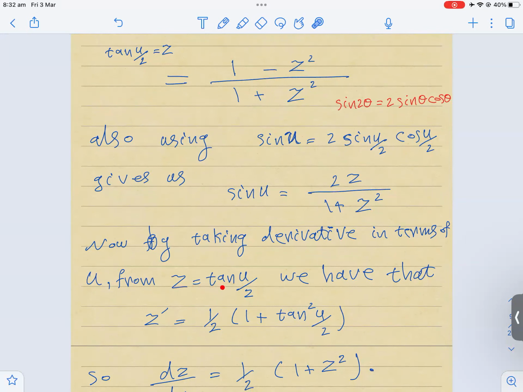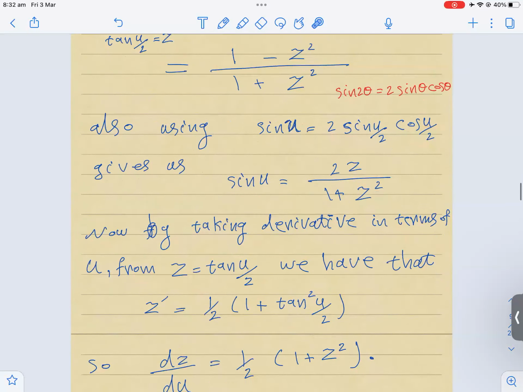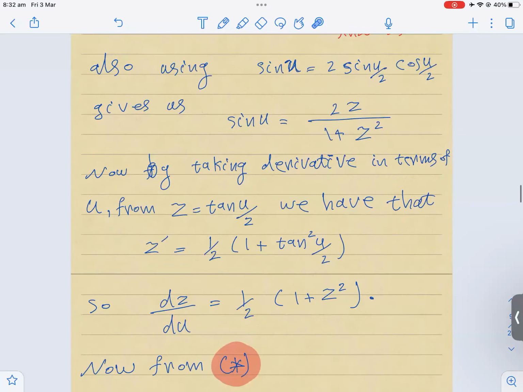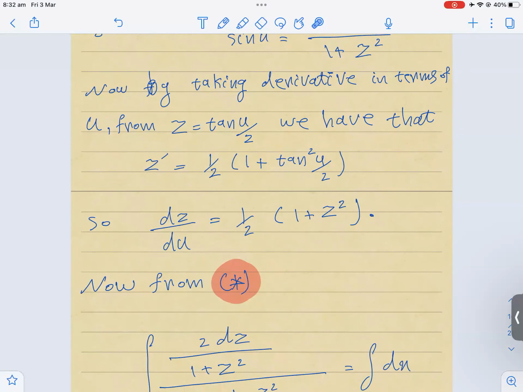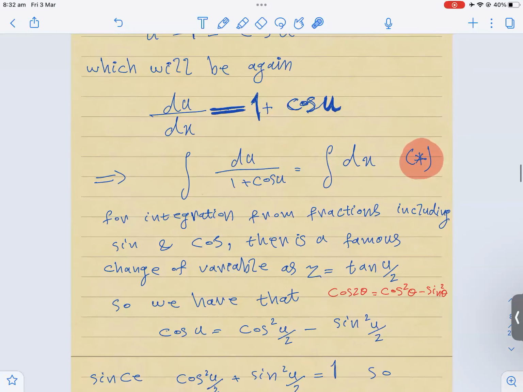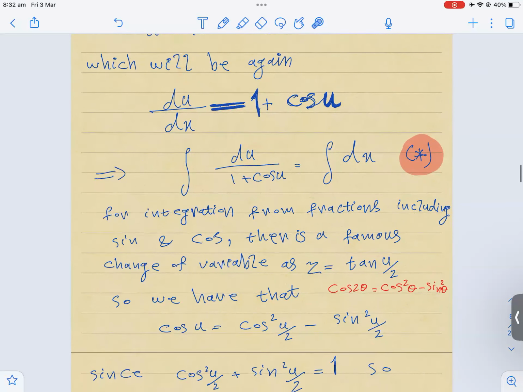Now z equal tan of u over 2 will give z prime equal to half of 1 plus tan squared u over 2, or secant squared of u over 2. Now dz over du equal to 1 over 2 times 1 plus z squared. So back to the original equation. I'm sorry that this was a little bit long.